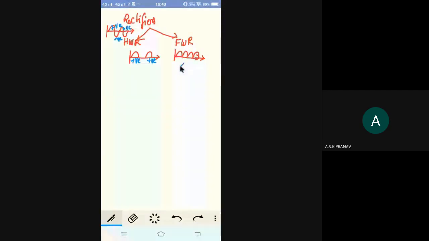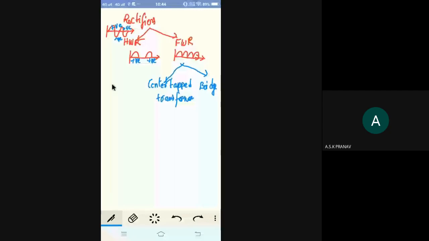Again, full wave rectifiers are classified into two types. One is a center tap transformer full wave rectifier, and another one is a bridge full wave rectifier. Full wave rectifiers are classified into two types: the center tap transformer full wave rectifier and the bridge full wave rectifier.